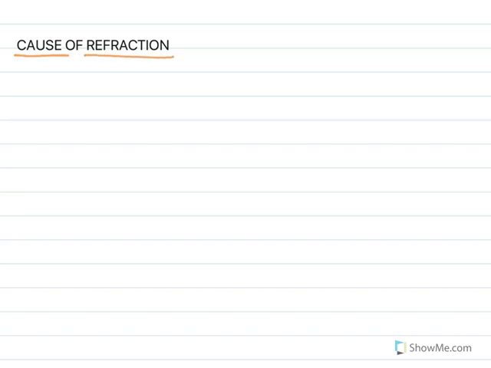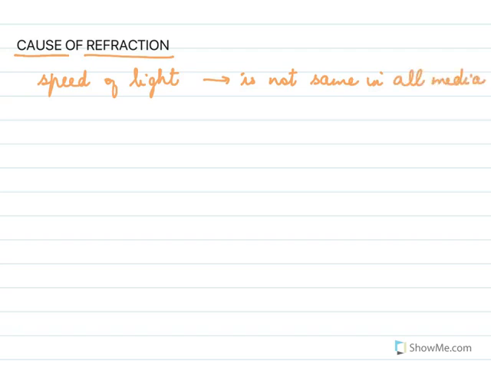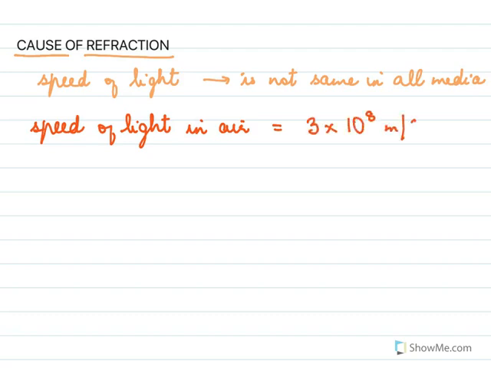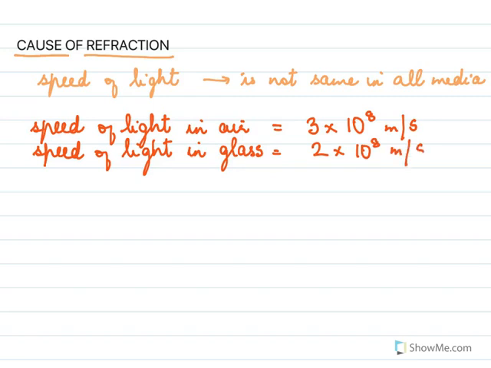Why does light refract? Why does light bend when it moves from one medium to another? This can be explained by the speed of light. Now the speed of light is not the same in all medium. To give you an example, the speed of light in air is 3 into 10 raised to power of 8 meter per second. But speed of light in glass is 2 into 10 raised to power of 8 meter per second.